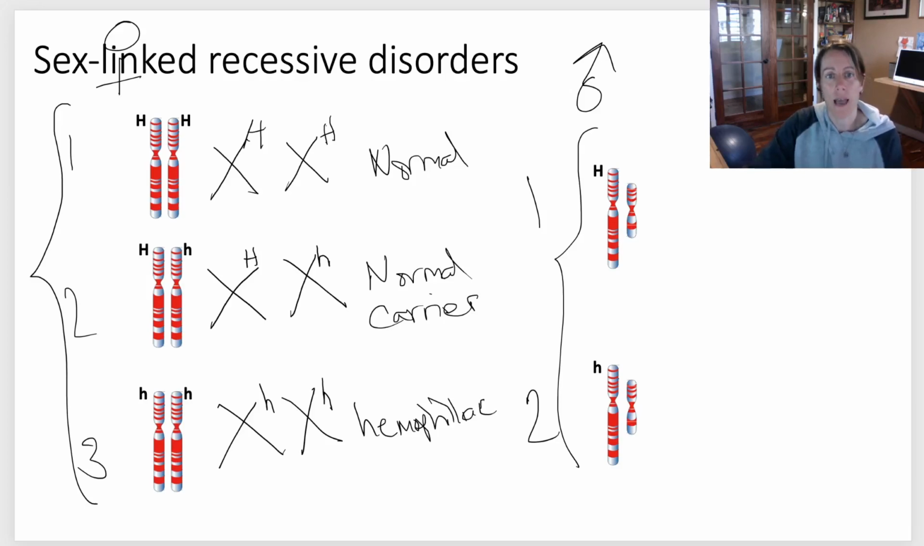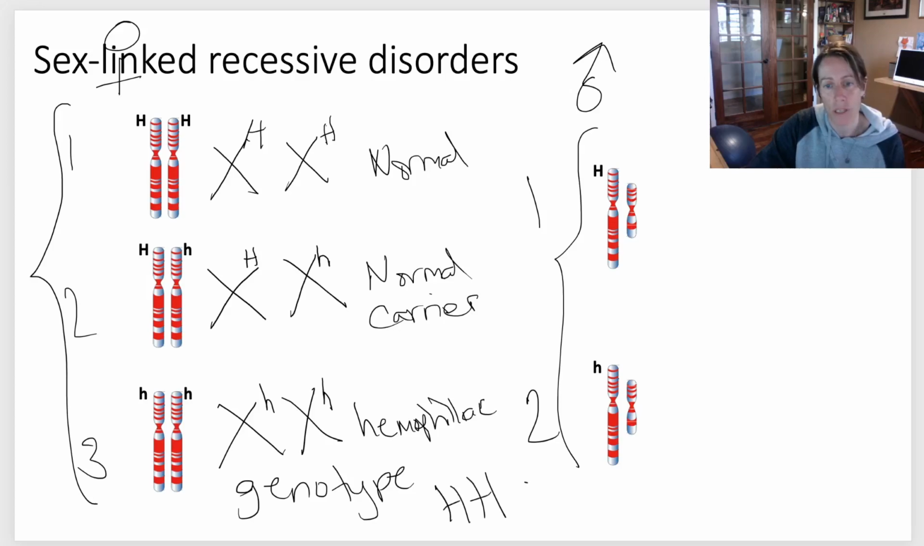So that's how you'd write the genotypes for these females. Normally, when you write genotypes, you just write the letters, like HH, homozygous dominant, or heterozygous. But when you're dealing with a sex-linked condition like hemophilia or muscular dystrophy or colorblindness, it's always a good idea to show the X and the Y that the gene is carried on. If the gene is on one of the autosomes, chromosome 1 through 22, you don't have to do that. But on the sex-linked disorders, you should.